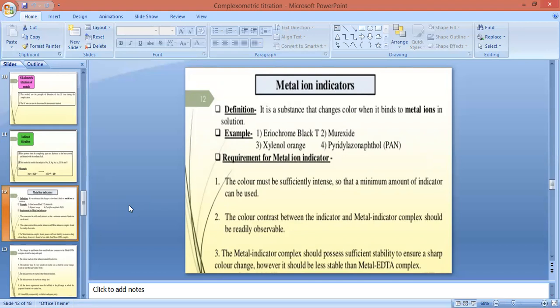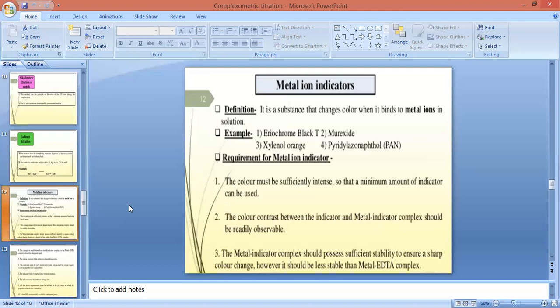So what are the requirements of these metal indicators used in complexometric titration? The first requirement is that the color of the indicator must be sufficiently intense so that a minimum amount of indicator can be used. The indicator color used for determination of the endpoint in any titration, especially complexometric titration, should be intense or dark, so that a little quantity of indicator will give color to the aqueous solution of metal ion.